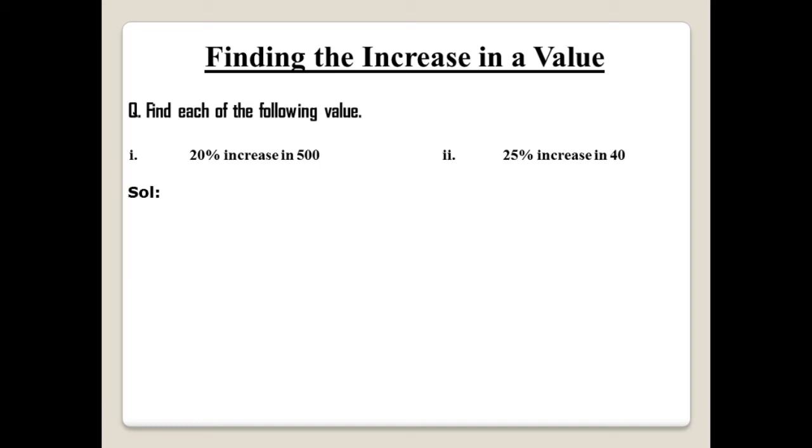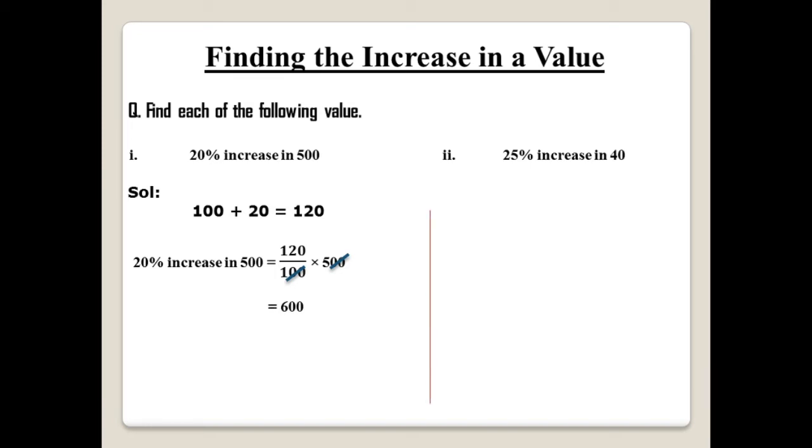For the first question, it is 20% increase, means the overall percentage is 120, that is the sum of 120. So the increase in 500 by 20% is 120 over 100 multiplied by 500. Cancel the zeros of 500 and 100 and then multiply 120 with 5. It will be equal to 600.